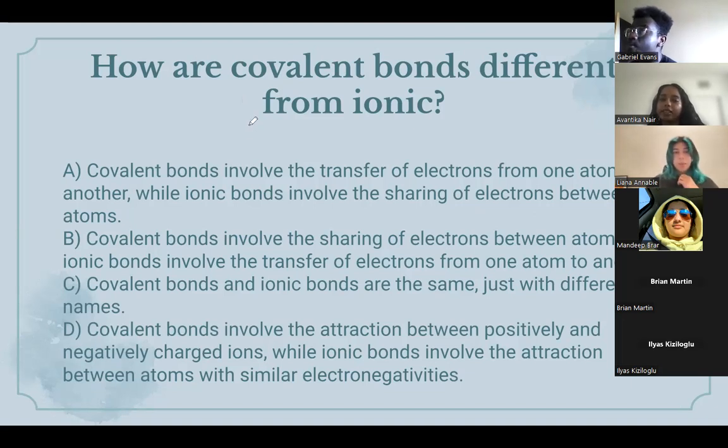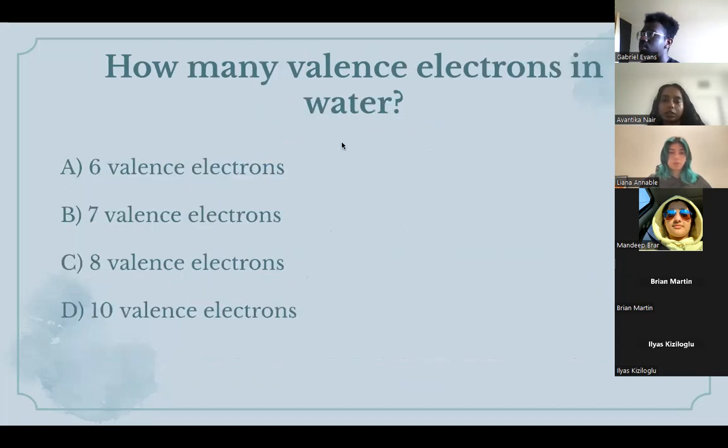The way I like to think about it, which is really basic, is that ionic always has charges. When I think ionic, I think charges, because they're usually in solutions. And then with covalent, you'll never see the elements separately with charges like this. That's how I like to think about it. Okay. Moving on to the next one.